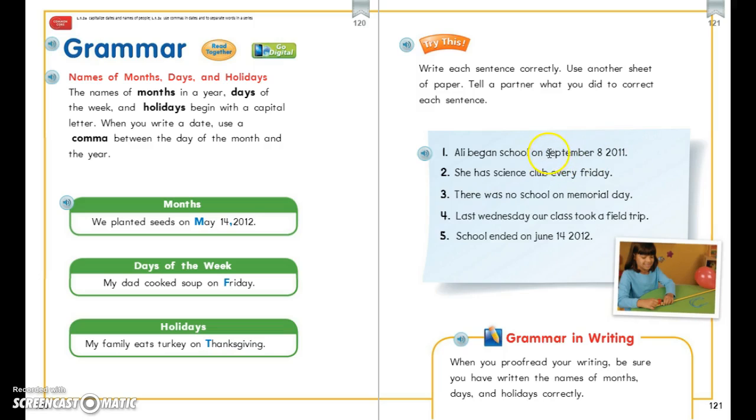I see September, and I know that is a month of the year. They forgot to capitalize the S in September. So when I rewrite this on another sheet of paper the right way, I will write Allie began school on capital S-E-P-T-E-M-B-E-R. Do you see anything else that they missed? Can't fool you. You're right, this is a date. So we need to have that comma here after the 8 between the month and the year. On your sheet of paper, please do 2, 3, 4, and 5. You can pause the video and join me when you're done.